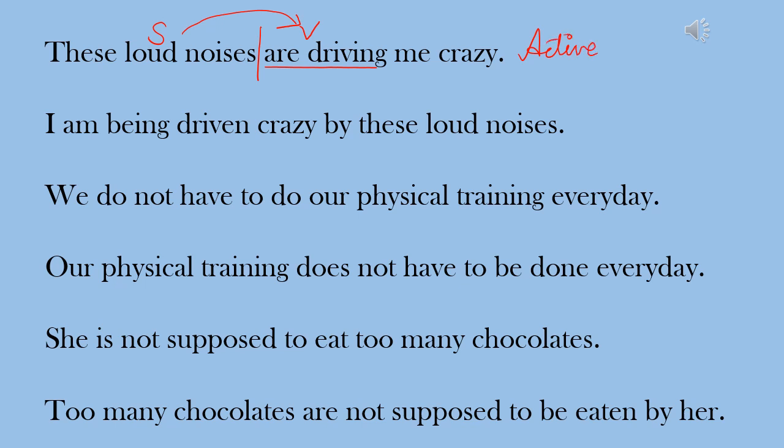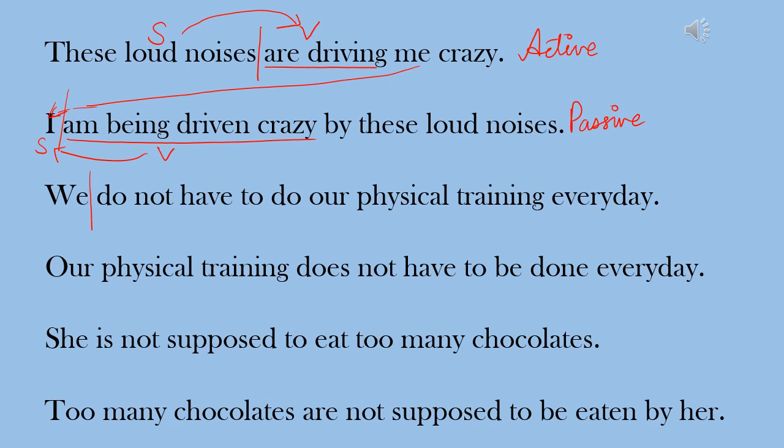Now we want to transform the sentence into passive. So first of all, we change the subject. I am being driven crazy by these loud noises. So I is the subject now, am being driven crazy. So am being driven, that is the verb or the action that is being performed upon the subject I. By whom? By these loud noises. So I is the subject now, am being driven crazy by these loud noises is the predicate, and the entire sentence is now in the passive voice.